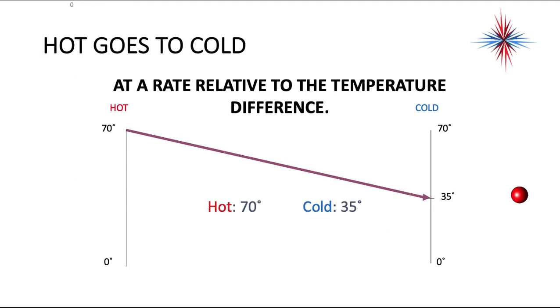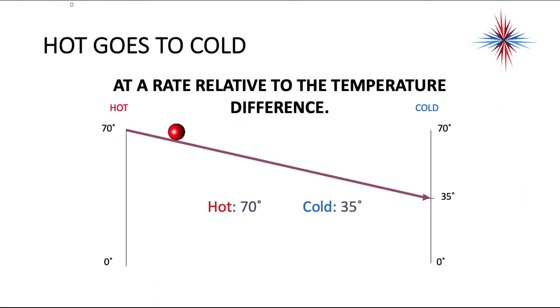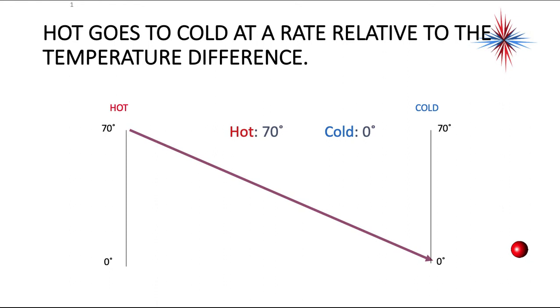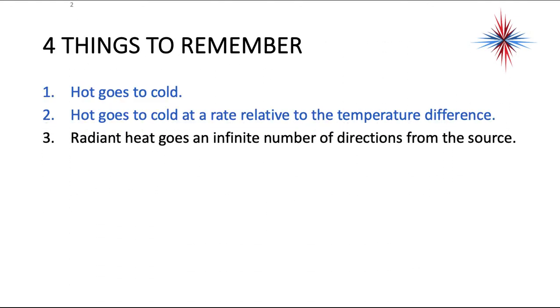This is what's happening on a cold day with outside temperatures. If I have a really hot and cold, you see how the ball went to a different speed. If I'm here, we're going at a slightly slower speed. All of a sudden, it's a faster speed because the temperature difference is at a greater rate. So we've talked about hot goes to cold. Hot goes to cold at a rate relative to the temperature difference.